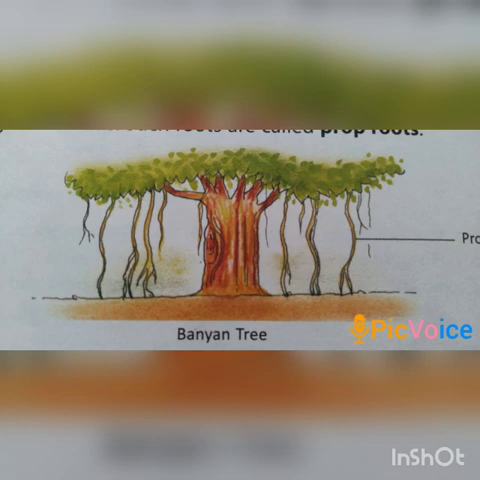Next is roots modified for support. The roots of some plants provide them with additional support to help them stand erect. For example, the branches of the banyan tree get extra support with the help of rope-like roots hanging down from the branches. These roots act as pillars and prevent the long branches from bending downwards. Such roots are called prop roots. This is a type of modification of root.